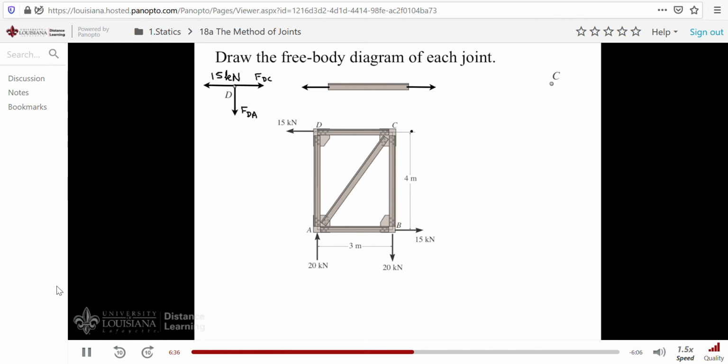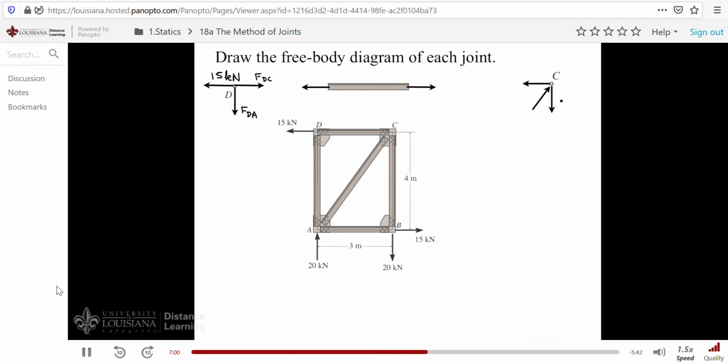Now let's look at joint C. There we have three forces acting. Of course, action, reaction. Realizing that this is in tension, this has to be a tensile force pulling on the joint. And we'll have member AC pushing on the joint, so we'll have compression in it. I'll show that in a minute. And of course, we have another pulling force in CB.